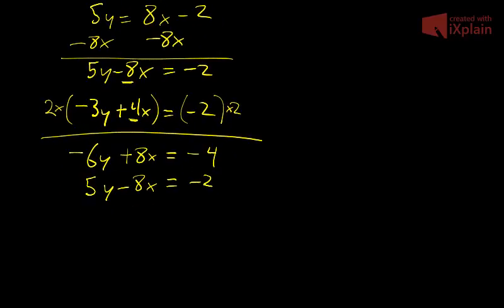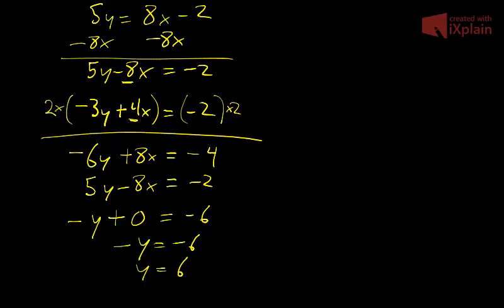So now that I have these, I have my positive 8 and my negative 8, which means if I add them together, I will eliminate the x. So negative 6y plus 5y is going to give me negative y, plus 0 equals negative 6. And if negative y is negative 6, then y has to equal 6.